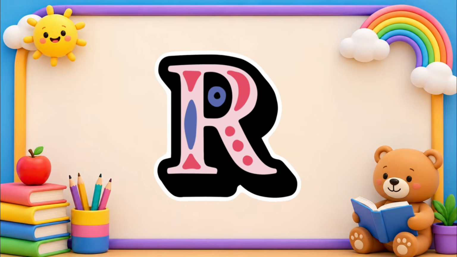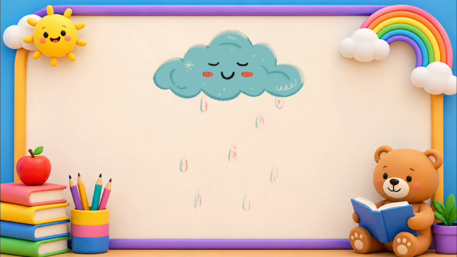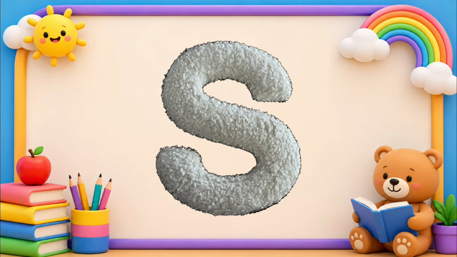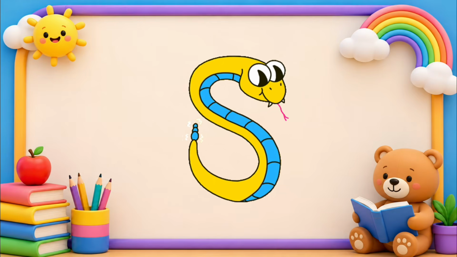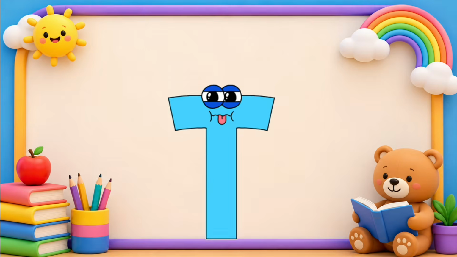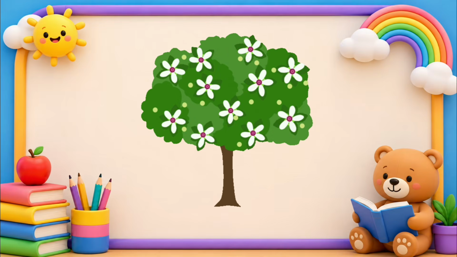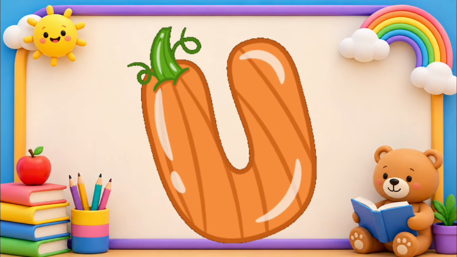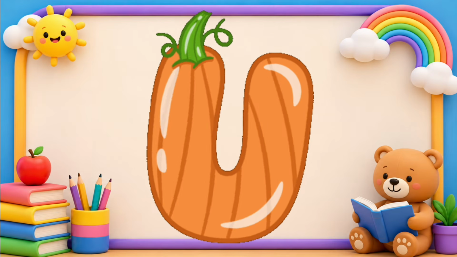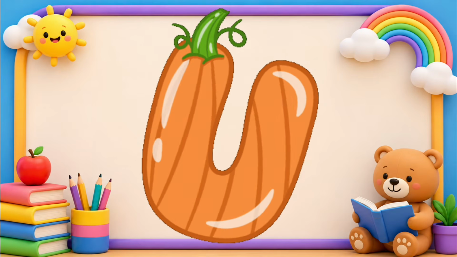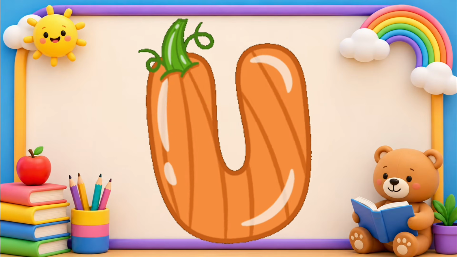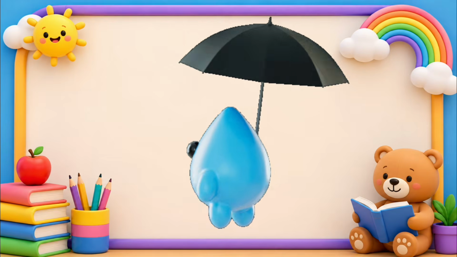R. R. Rain. Next is S. S. Snake. Next is T. T. Tree. Next is U. U is a vowel, so it has two sounds. Long sound is U and short sound is A. Umbrella.